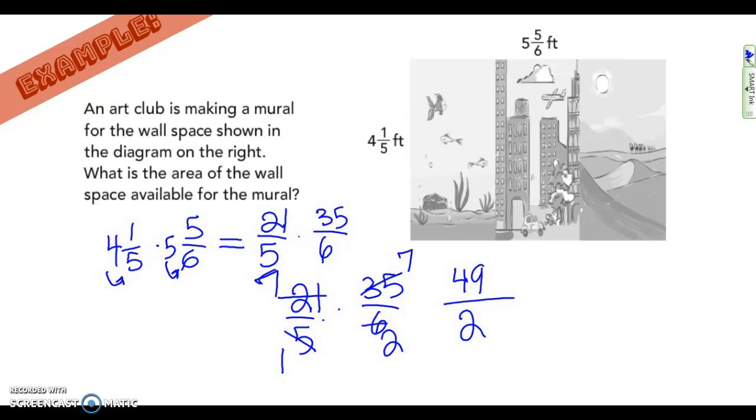Now, 2 and 49 can be simplified a little bit more and turned into a mixed number. So, 2 goes into 49. Well, 48 is an even number, so 2 can go into 48 24 times. To get 49, it's going to be 1 half left over. Okay?